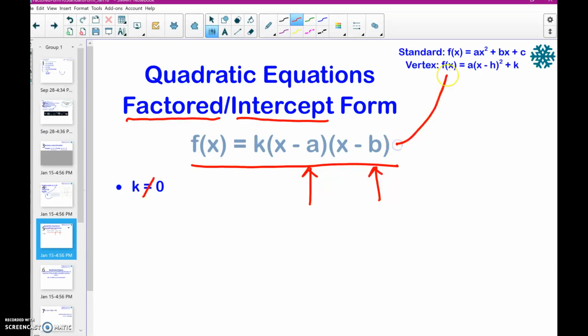You'll also see this form located up here for the rest of the unit. So be mindful, if you ever forget standard form, vertex form, or factored form, they're listed right up there.